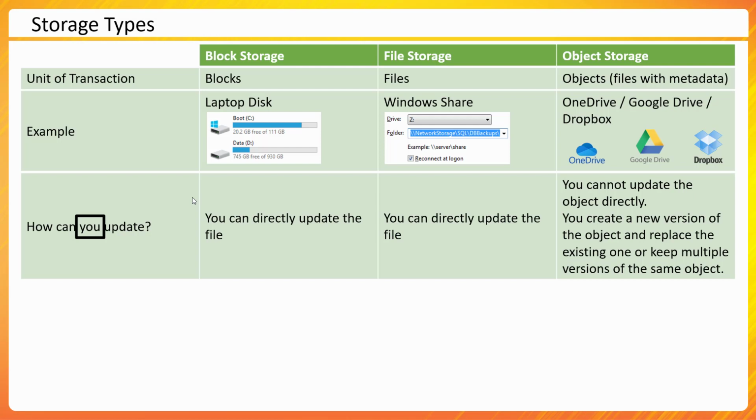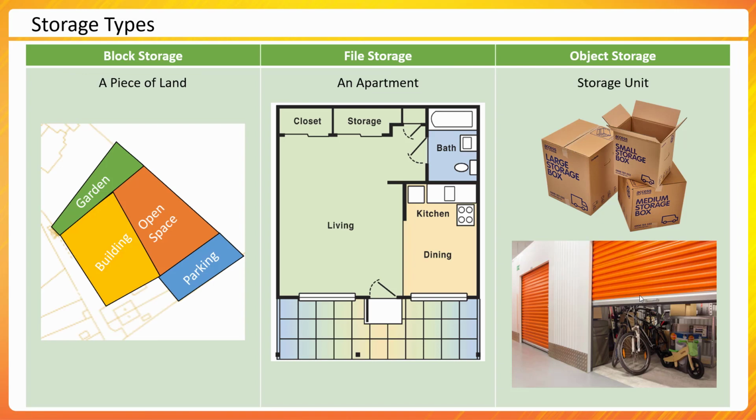You can modify that, but object storages are a little different. Let me read it out and then I'll explain what I mean by that. You cannot update the object directly. You create a new version of the object and replace the existing one, or keep multiple versions of the same object. What do I mean by that? Let me give an example by going back to our storage option. See this box unit here? Consider I have something to be updated or something to remove from this box or add into this box, which is shown here.